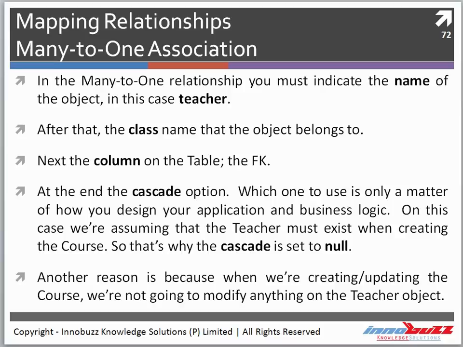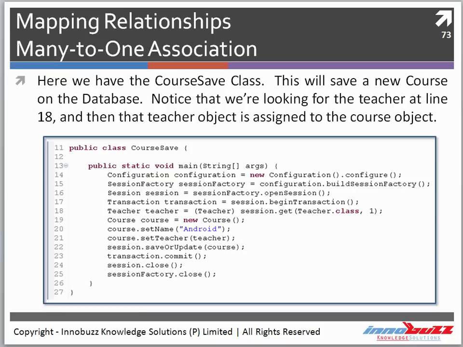Take a look at the example proposed. The purpose here is to create a new course. As we have said, the teacher must exist on the database, and that's why we're loading the teacher first. Once the teacher is loaded, a new course is created, and as you can see, the teacher is associated with the course object, setting the teacher on the course object. Once again, a transaction is being used.